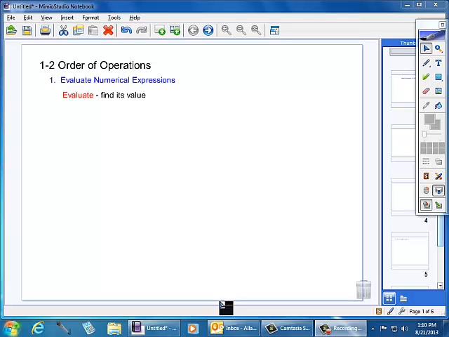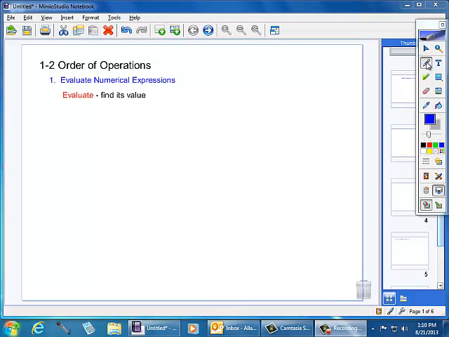Today we're going to be talking about the order of operations. Something you've probably seen before. Evaluate numerical expressions. What does evaluate mean? Evaluate simply means just to find its value. So the first thing we're going to do today is evaluate the following expressions.